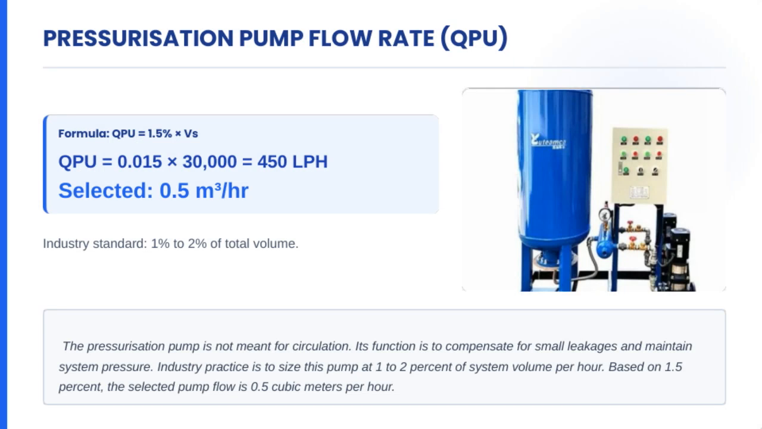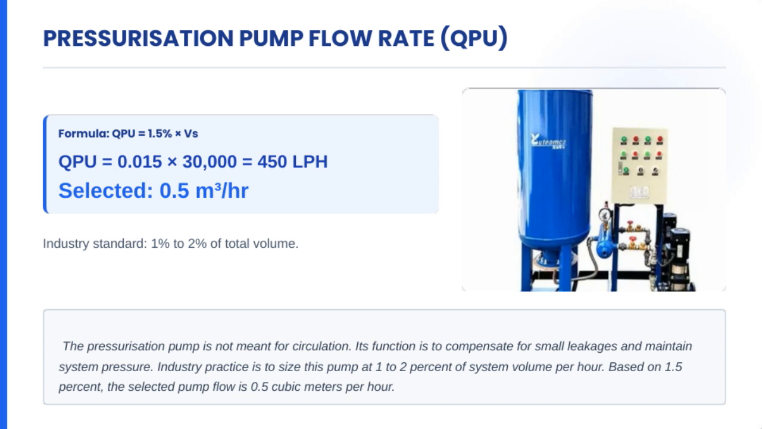Let's take a closer look at the pressurization pump flow rate, or QPU. We've selected a flow rate of 0.5 cubic meters per hour. To understand how we arrived at this, we used a simple calculation. QPU equals 1.5% of the total system volume, which in our case is 30,000 liters. Multiplying 30,000 liters by 0.015, or 1.5%, gives us 450 liters per hour.